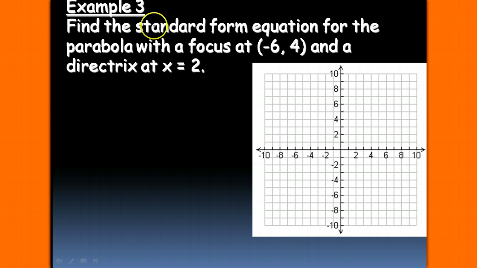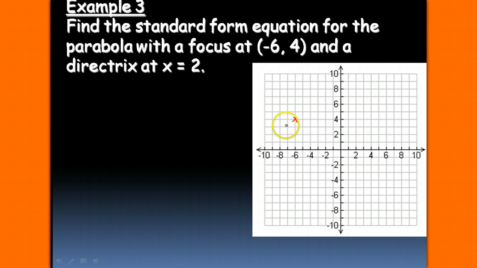Alright, so we have: find the standard form equation for the parabola with a focus at negative 6, 4 and a directrix at x equals 2. Well, as usual, we're going to start with graphing what we know. So we have a focus at negative 6, 4, so I'm going to go over to negative 6, and go up to 4, and because this is a focus, I'm going to draw a little x there. We just draw an x for our focus so we can see the difference between that and our vertex. And then we also have a directrix at x equals 2.